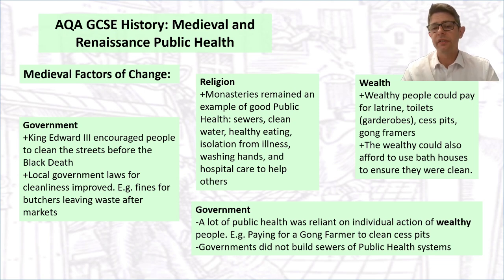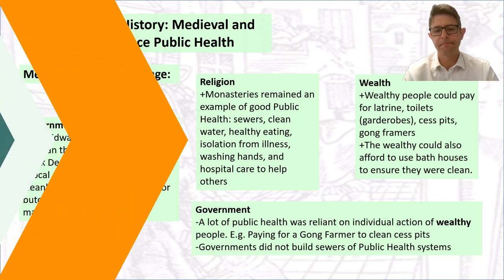Religion. Monasteries remained a centre of excellence for public health with sewers, clean water, healthy eating, isolation from illnesses, hand washing, all these things. Again, in terms of wealthy people, we've talked about latrines and toilets and that the wealthy could afford some nice things to keep clean, like bathhouses.